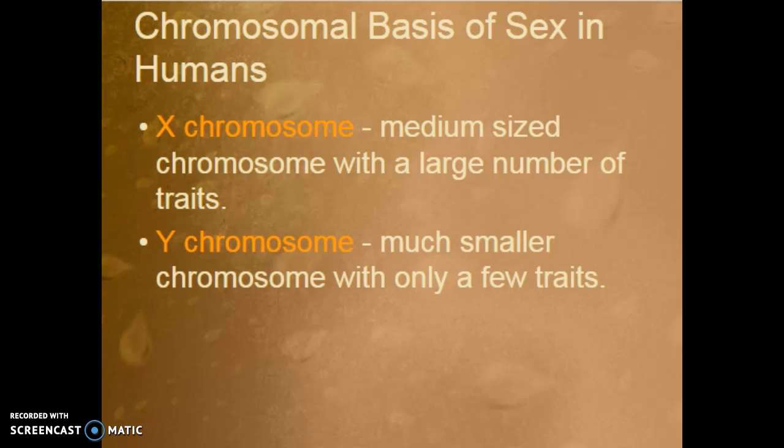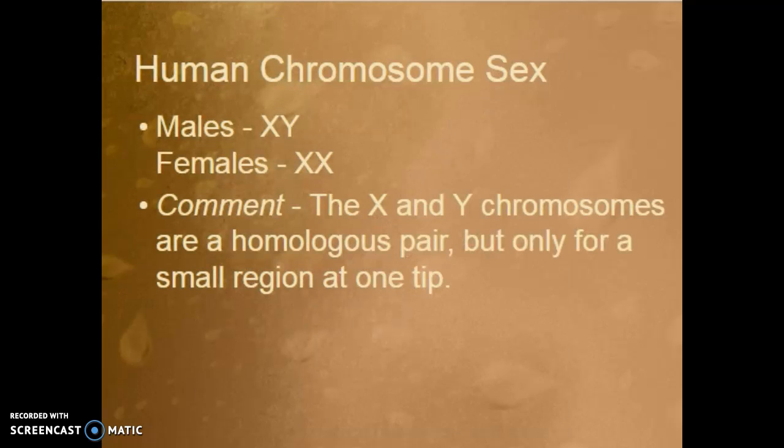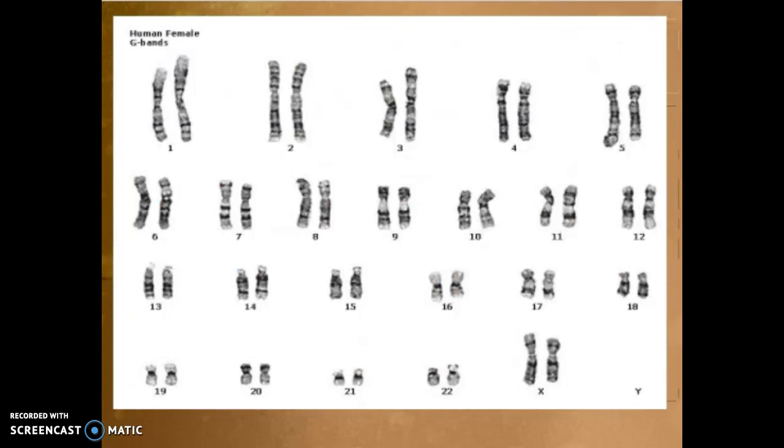So in humans, we've got the X chromosome that's decently sized. It's not as long as chromosome 1, but it is certainly longer than the Y chromosome. Here in a few slides, I'll show you a chromosomal map. Here is a 3D image of the X and the Y. You can see there are drastically different sizes. We know males are XY, females are XX. They are a homologous pair, but only for a small region.